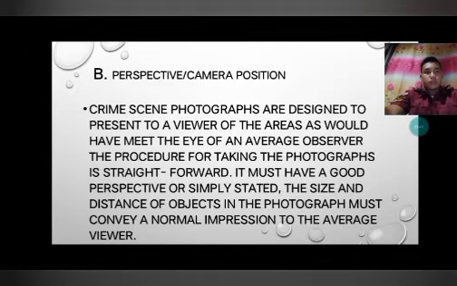Crime scene photographs are designed to present to a viewer the areas as would have met the eye of an average observer. The procedure for taking the photographs is straightforward. It must have a good perspective, or simply stated, the size and distance of objects in the photograph must convey a normal expression to the average viewer.